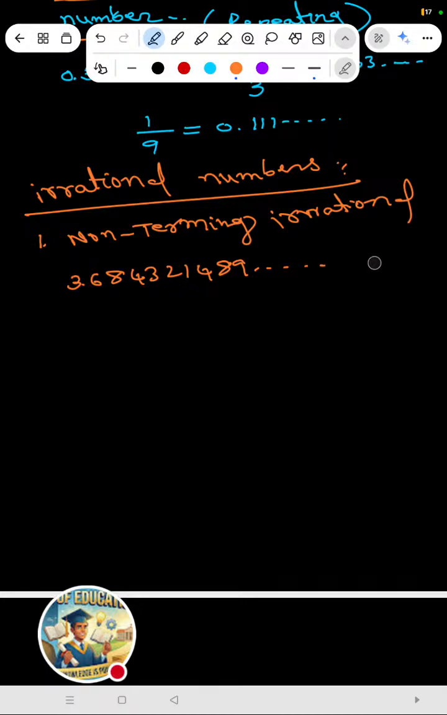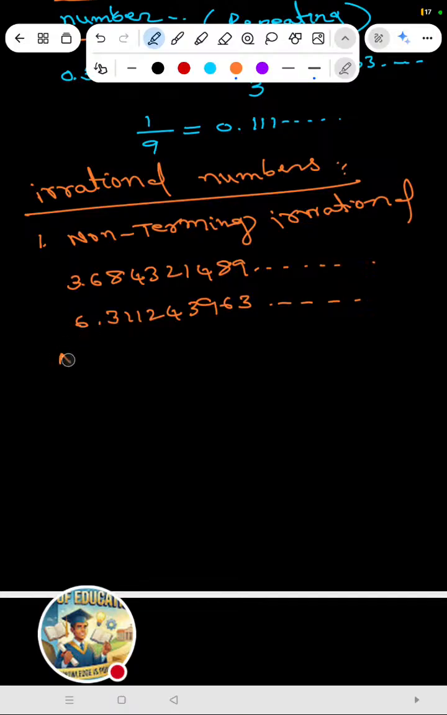3.684321689, that is, any value will repeat. It may be any value that comes; there is no specific number. Any value will repeat. 6.31243963, likewise any number will repeat, meaning there is no terminating number. So that's why we cannot write it in p by q form.